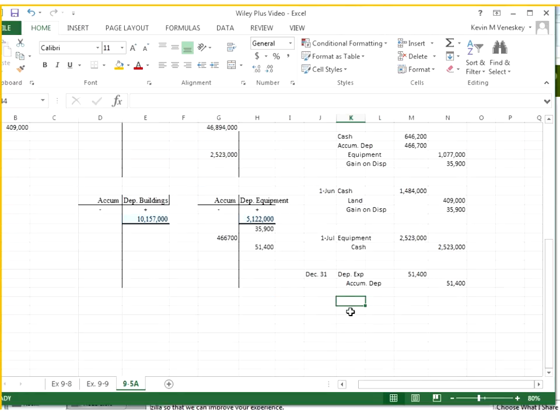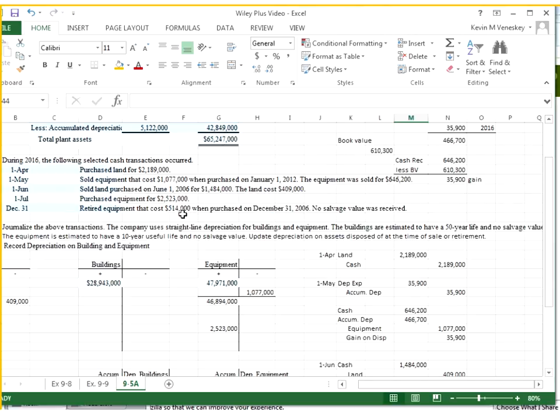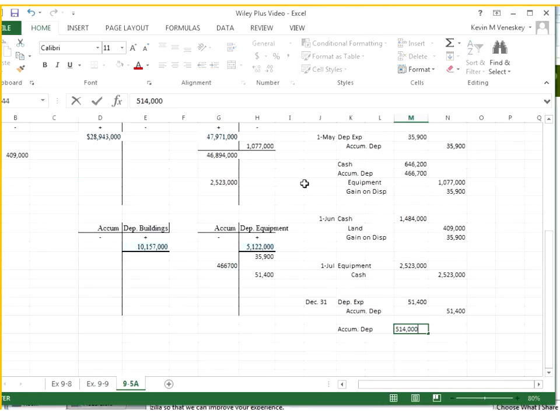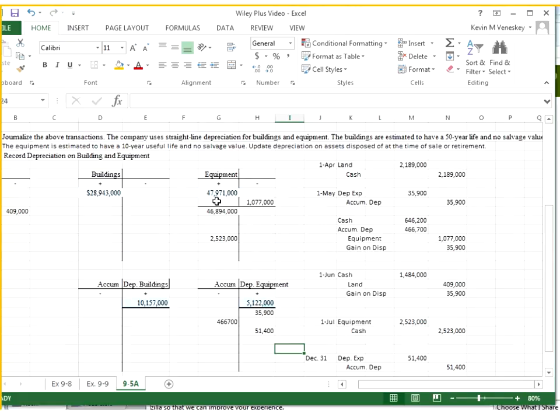So very similar to the question I did back on exercise 9-9. What did I get? I got nothing. What did I give up? I gave up my accumulated depreciation total, and that accumulated depreciation total is going to be the actual cost of the asset, because I've depreciated it now, when I did that last year, all $514,000. And when I get rid of the accumulated depreciation, I'm also getting rid of that piece of equipment that was valued at $514,000.